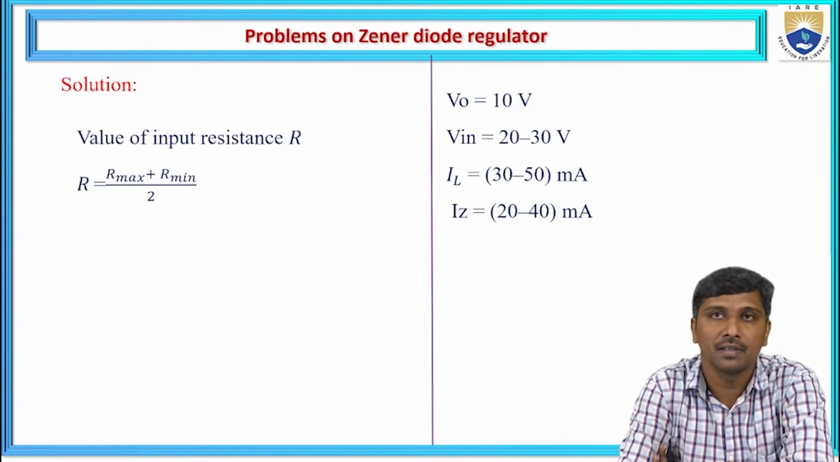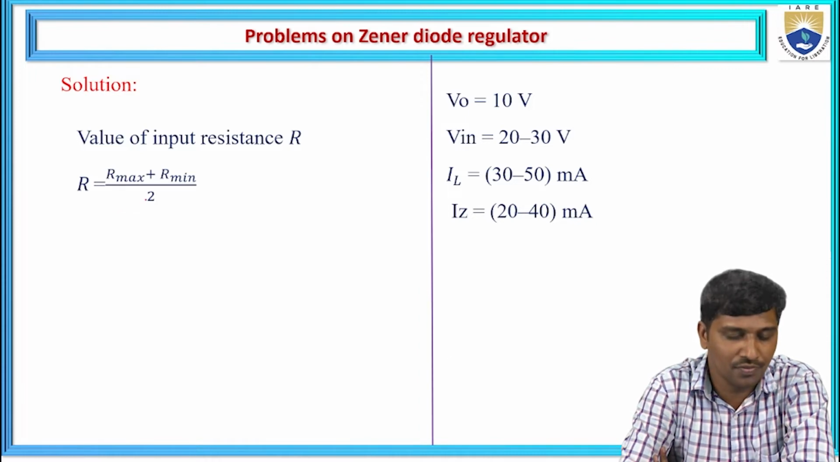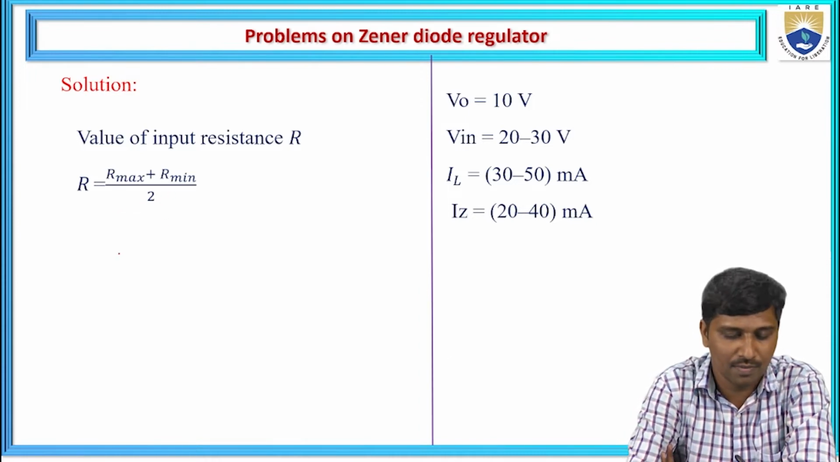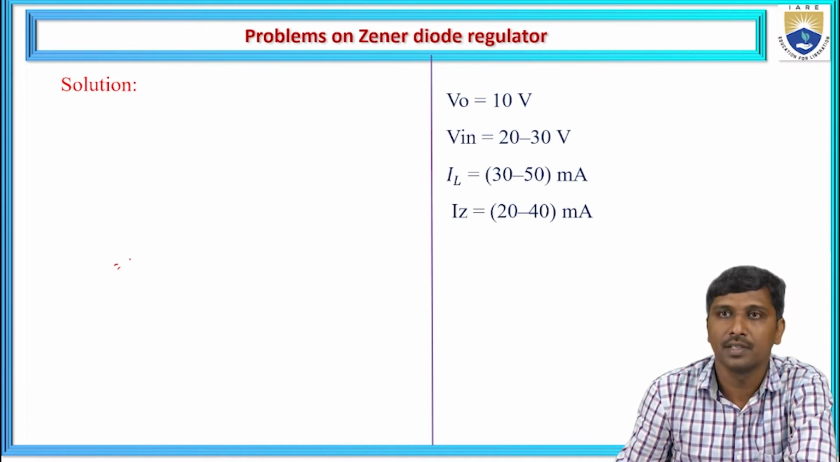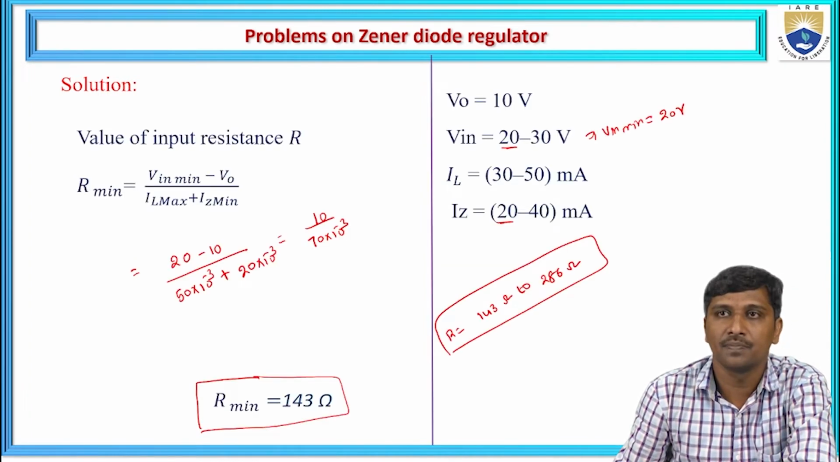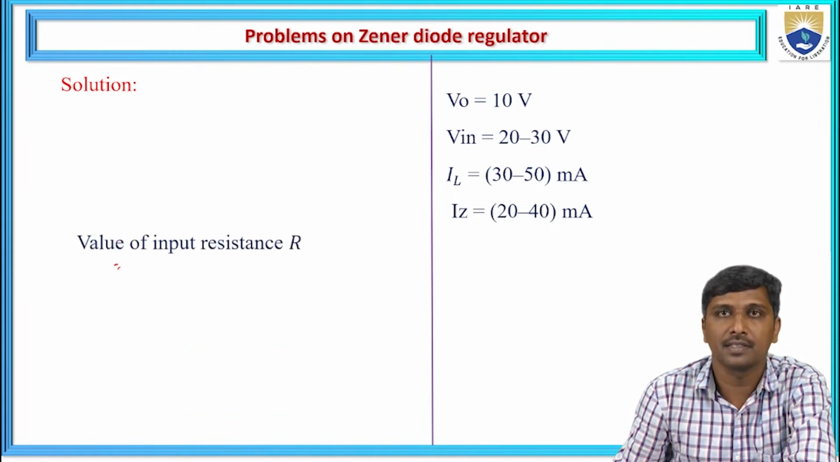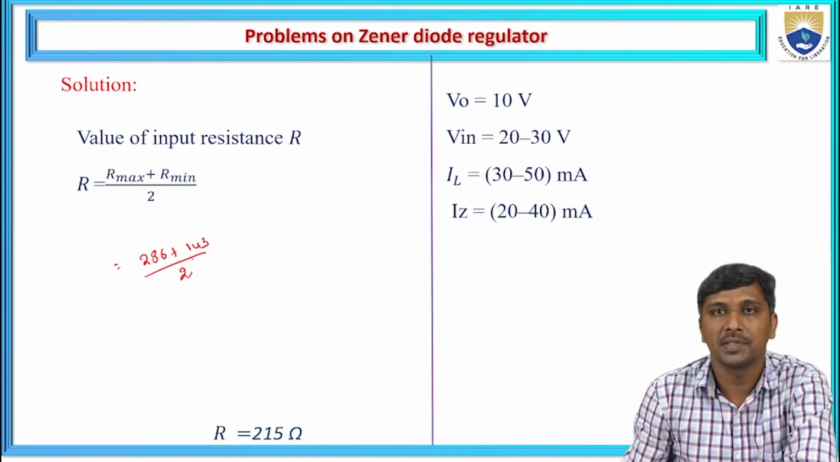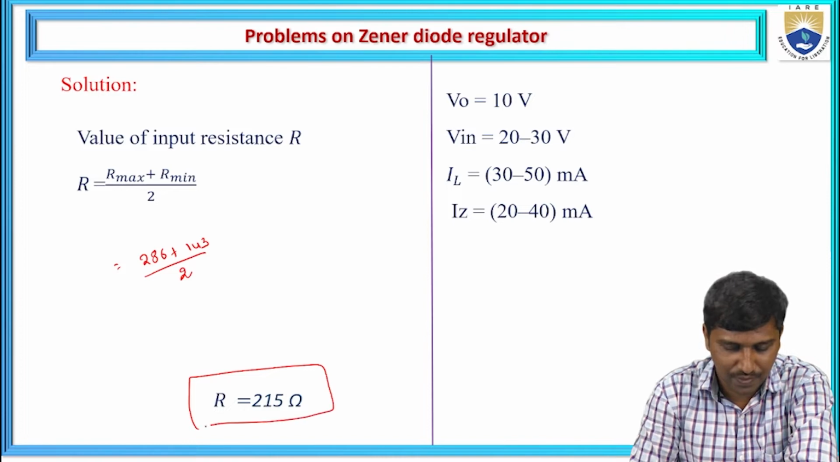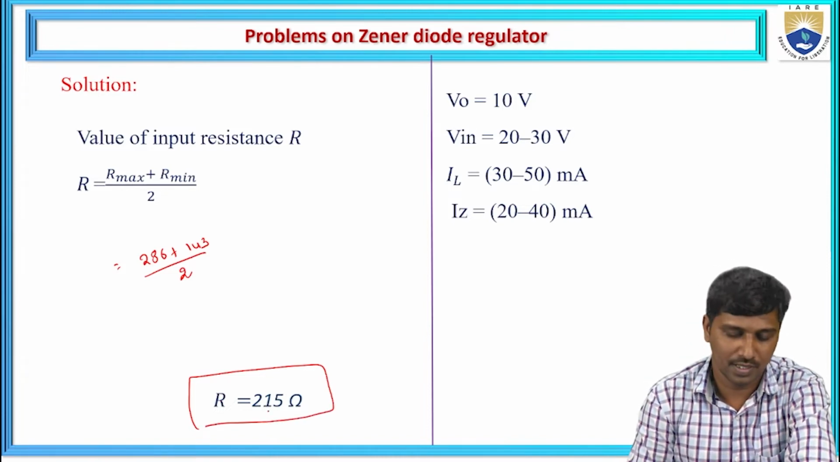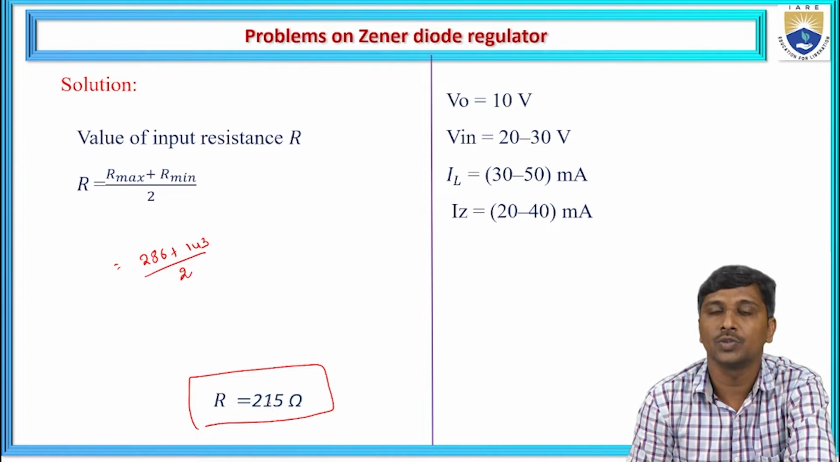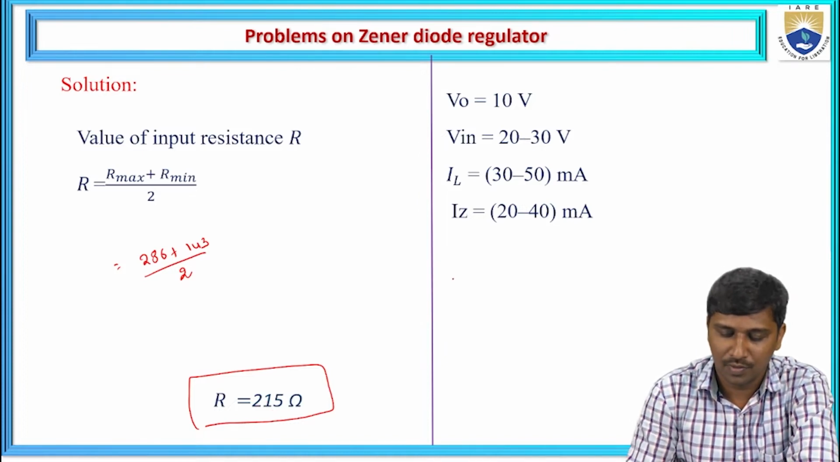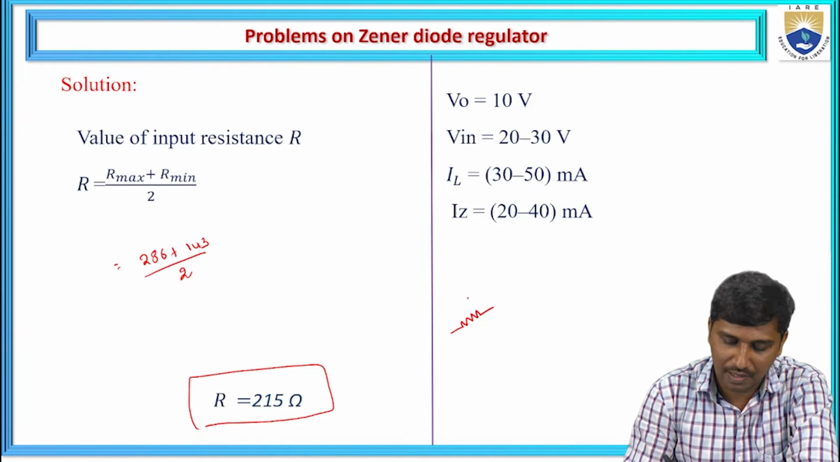Then here I will consider the average value of the maximum and the minimum. By substituting these values, 286 ohms plus 143 ohms, divided by 2. By solving this, R should be 215 ohms. The nearer value, you can consider as 220 ohms. Then if you want to draw this, we need to take this R value as 215 ohms.